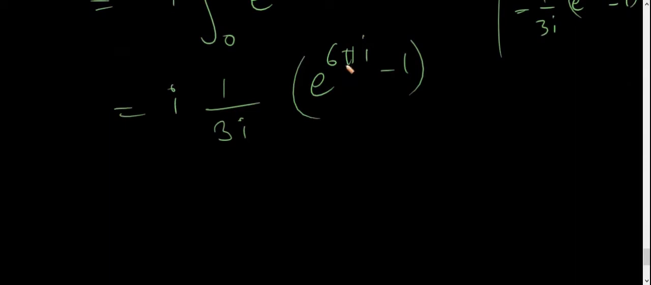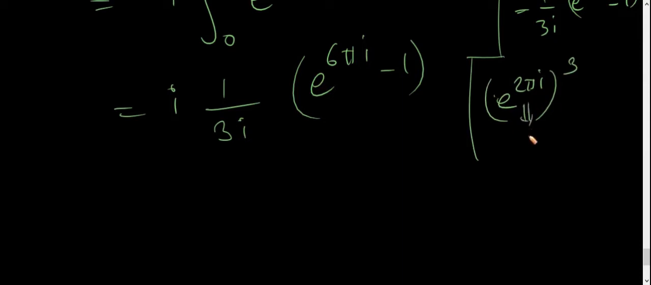So now you can see that e to the power 6 pi i, right? So how can you simplify this? Just notice this, that it is e to the power 2 pi i whole cube, and this e to the power 2 pi i is always 1, right? And 1 cubed is just 1, so this whole thing is just 1. And you can see there is a 1 over here and 1 over there, so this thing actually cancels out. That is, e to the power 6 pi i minus 1 is just 0, so this whole thing is 0.